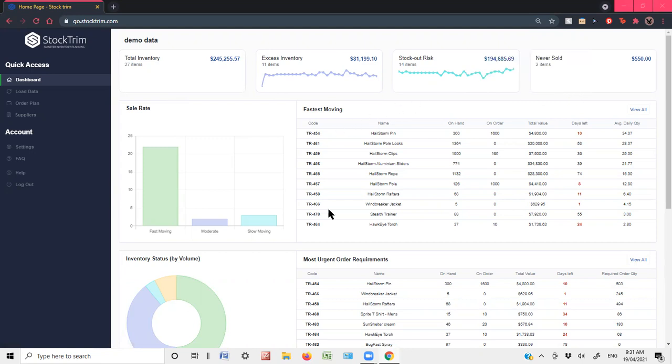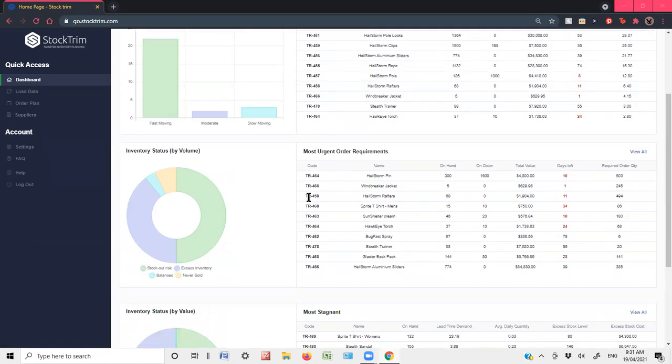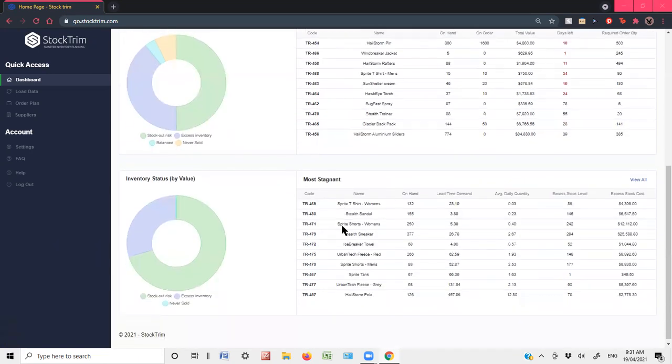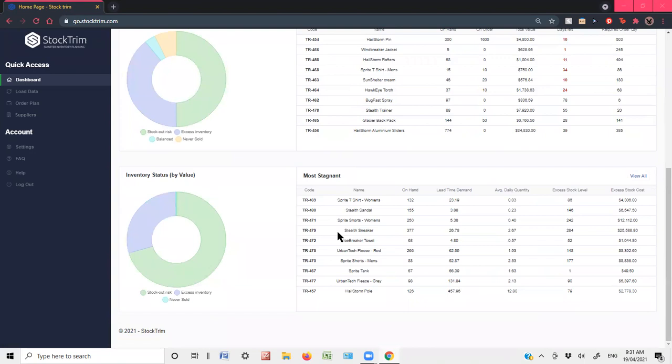Underneath that, we have SKUs that are the fastest moving, SKUs that are the most urgent to reorder, and SKUs that are the most stagnant. And for wholesalers or distributors or e-commerce retailers, this is a very useful section as it basically enables you to see very quickly what stock is not moving, and then you can take that information out, go and run some promotions, and try and get these SKUs moving, and then realize the value that's tied up there.